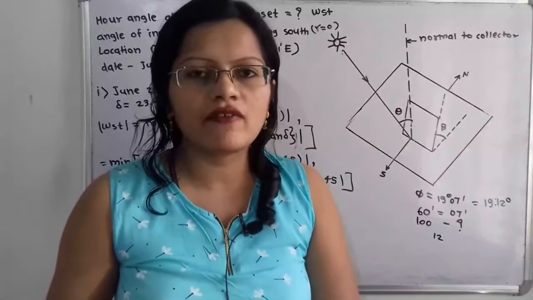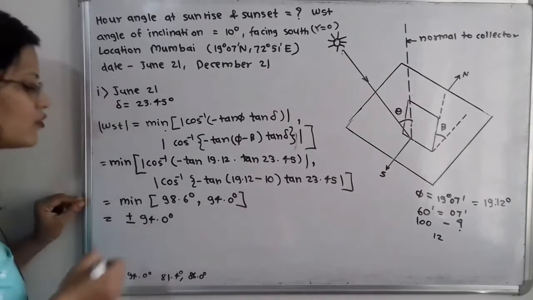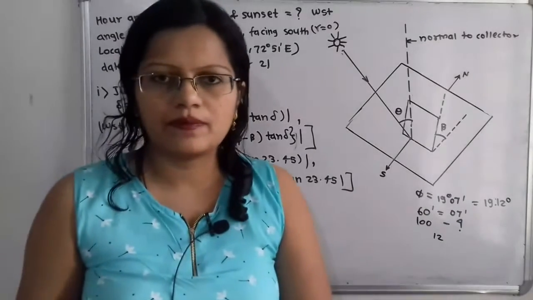We know that our angle omega in the morning we take as negative, and in the evening, that is after the noon time, after 12 o'clock, we take the positive values, and before 12 o'clock we take the negative values. So we can say that we have to take plus minus 94.0 degree.